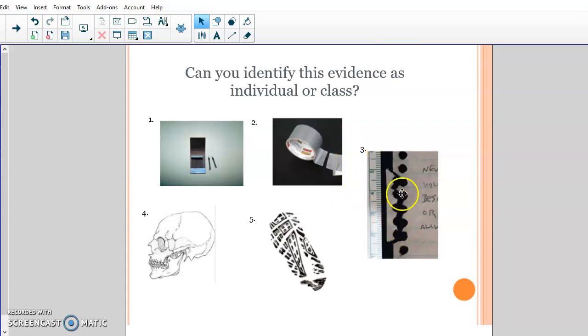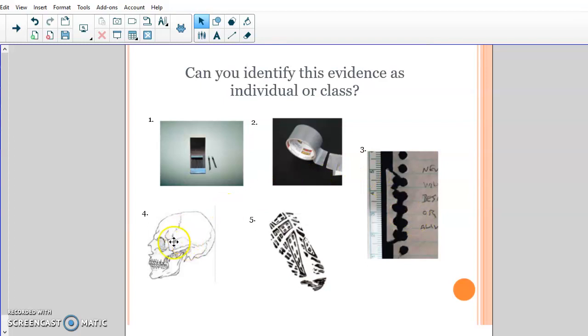For number 3, can you individualize this little tiny piece of paper back to the note? I would say yes, definitely. You can see how the rip pattern actually matches in every location. So I would say yes, you can individualize this piece of paper back to the note.